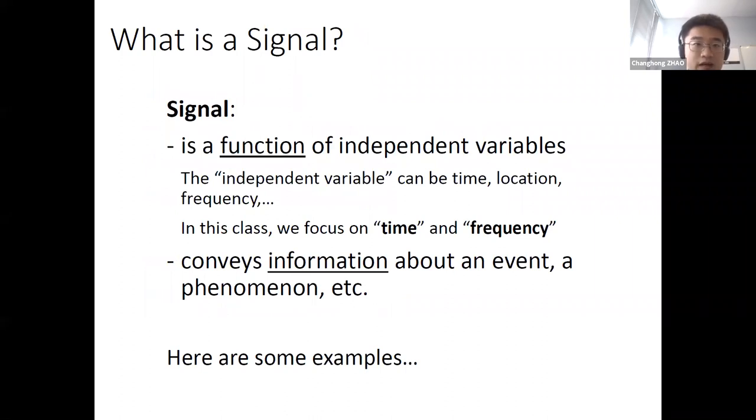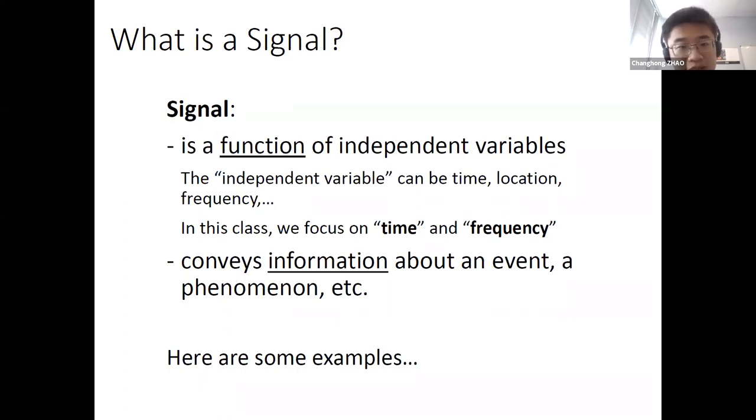So let's first look at a signal. What is a signal? A signal, essentially it is a function of some independent variables. Here by independent variable, we can have different choices. The independent variable can be time, can be location, can be frequency. In other words, a signal can be a function of time. It can be a function of location. It can also be a function of frequency.